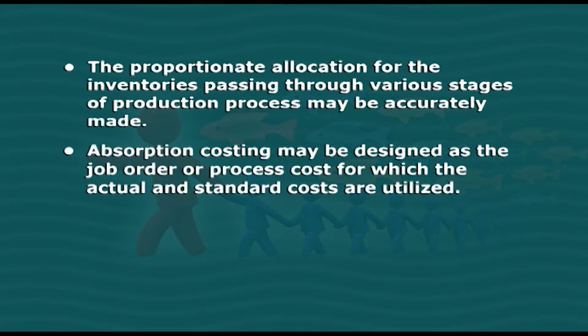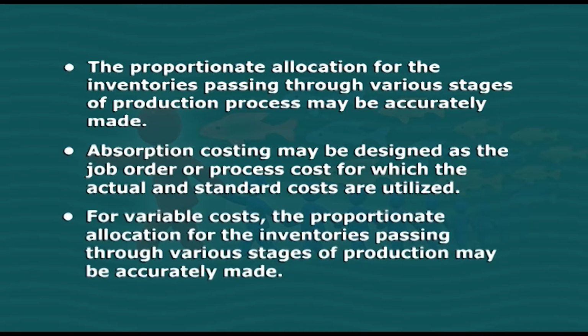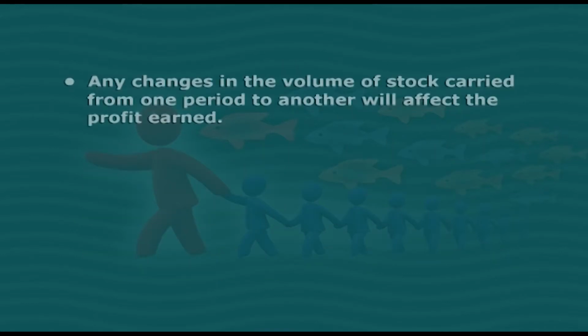Absorption costing may be designed as the job order or process cost for which the actual and standard cost are utilized. Friends, for variable cost, the proportionate allocation for the inventories passing through various stages of production may be accurately made. And any changes in the volume of stock carried from one period to another will affect the profit earned.